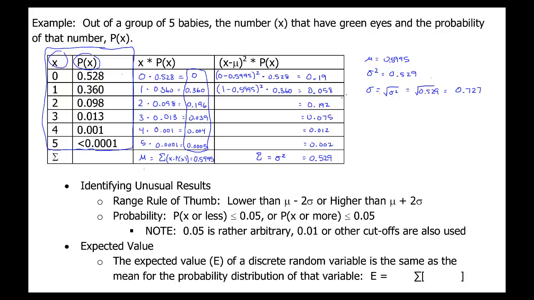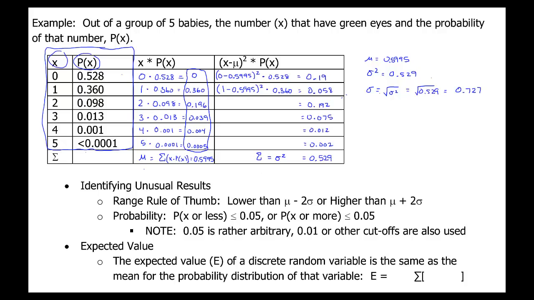Alright, so the context of the problem is we have a group of 5 babies, and X is the number that have green eyes. So since the mean is 0.5995, we would expect anytime we have a set of 5 babies that either none or one of them might have green eyes, because 0.5995 is between 0 and 1.